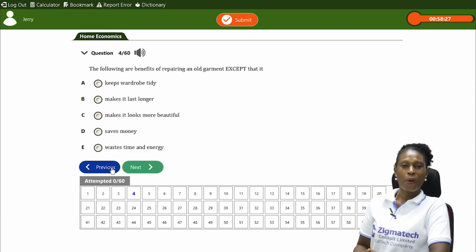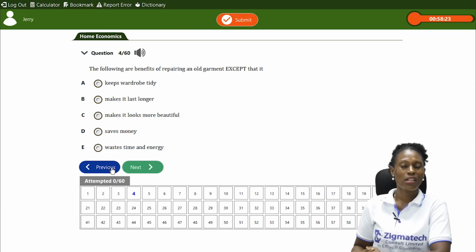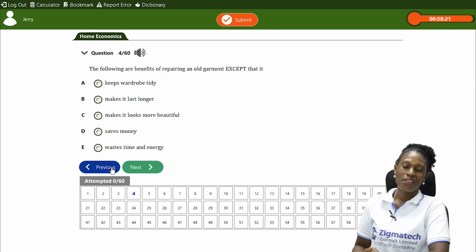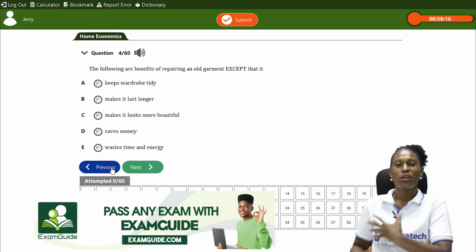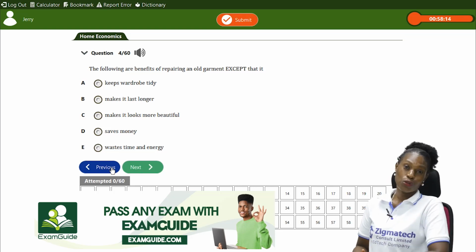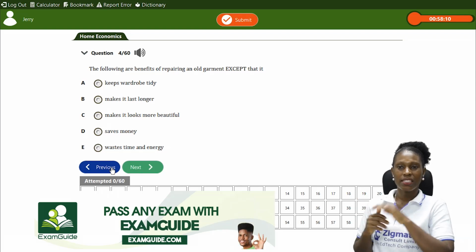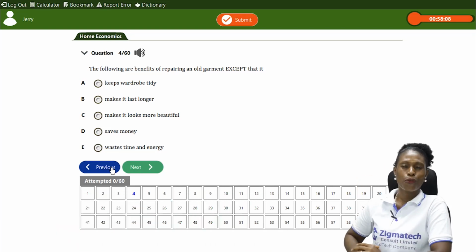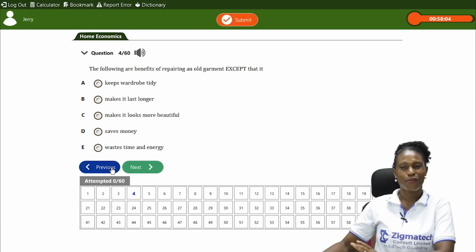Yeah, so when you repair your old garment, it saves you money, because some of these clothes are ones we loved so much that it breaks your heart when they're going bad. When you fix them up, it saves you money, because you would have gone to buy the same thing that you already had. So now, except for one, which is waste time and energy. So E is the answer for this question.